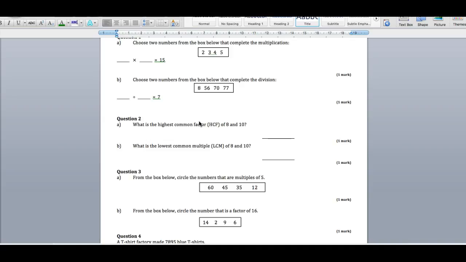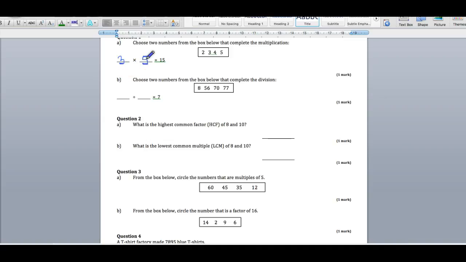Okay, first question, choose two numbers from the box to complete the multiplication. So think of two numbers that give you 15. They are 3 and 5, or you could have had 5 and 3, same thing.